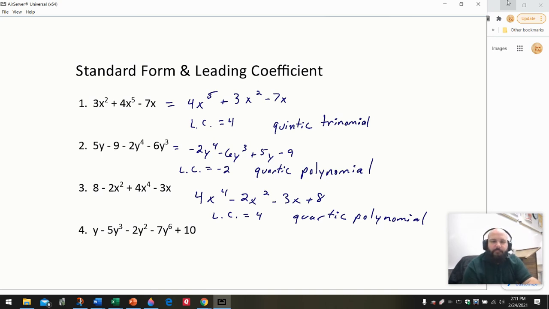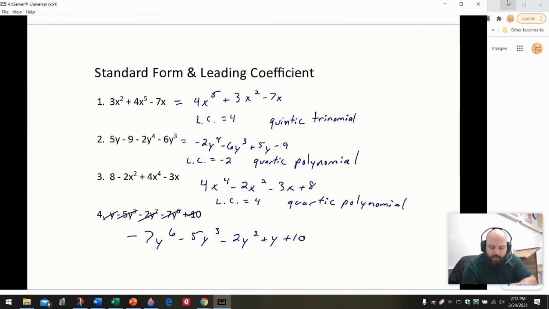Now, the last one I'm going to show you today has more than 4. It actually has 5 terms. So we need to go by the highest power first, which is negative 7y to the 6th. Then we have minus 5y to the 3rd. And it's not a bad idea to cross these out as you're using them so you don't forget to write one. Then we have minus 2y squared. Then we have plus y. And then plus 10. Just like that. So we have the highest power, 6, and then 3, then 2, then 1, and then there is no power, which is 0. So there it is in standard form.